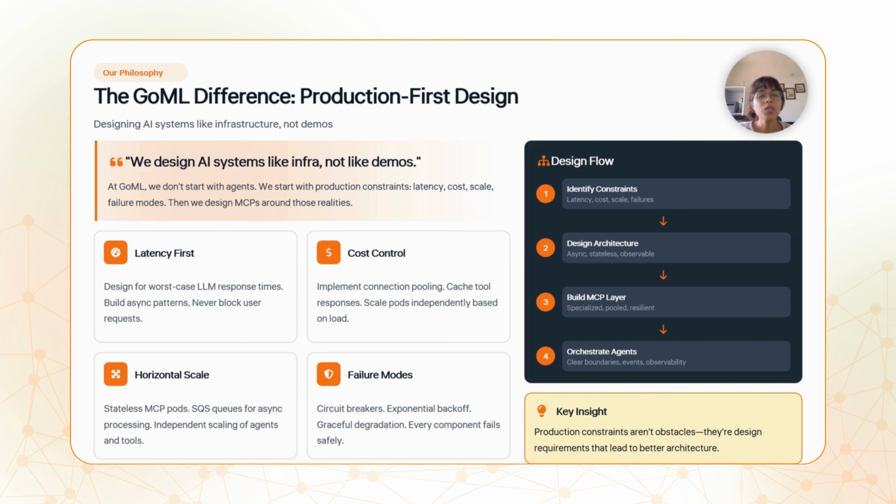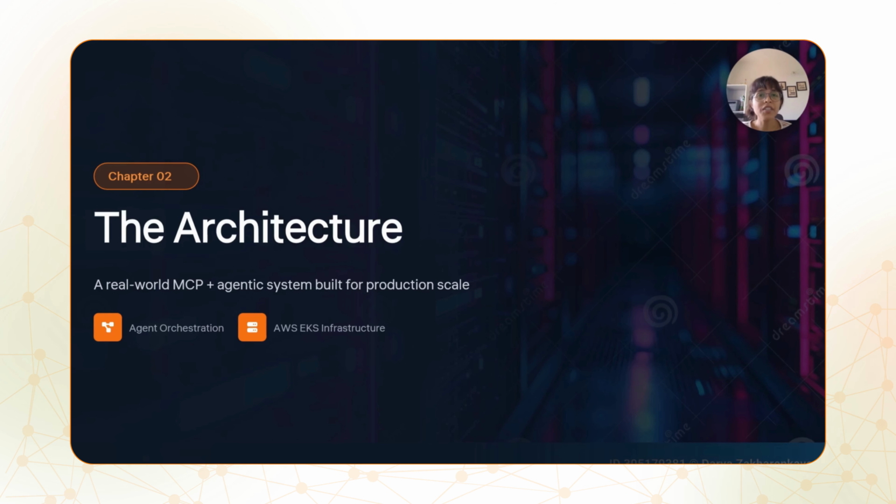At GoML, we don't start with agents, we start with production constraints. Understand the latency, cost, scale, and failure modes. We then design the MCPs around these realities. Let's deep dive into the architecture.